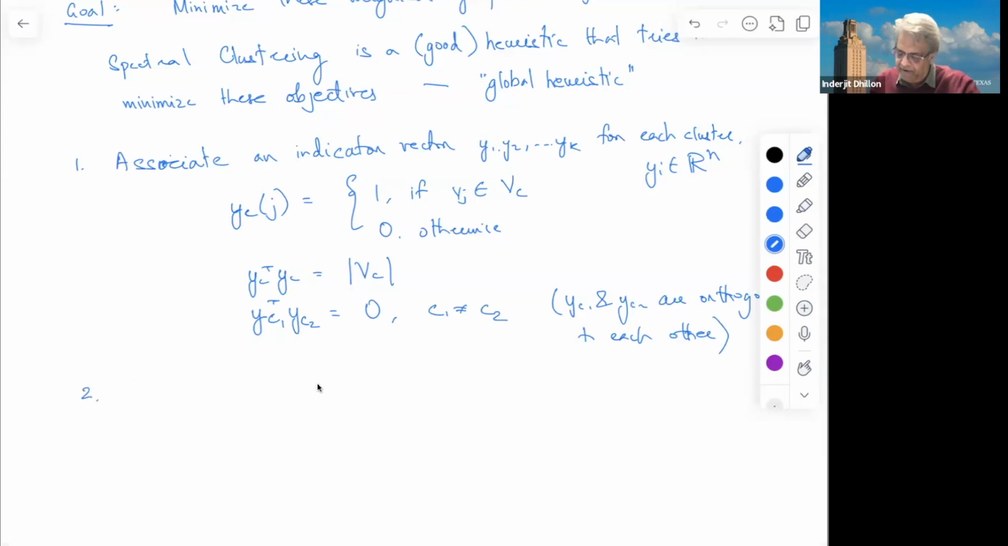Okay, so I'm going to define a diagonal matrix D, and it's going to be the diagonal matrix of degrees.